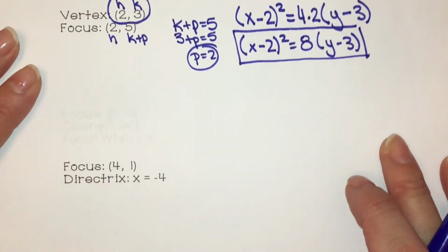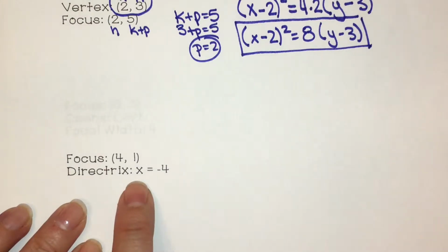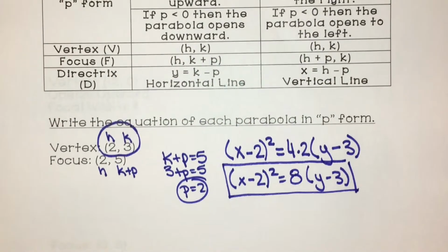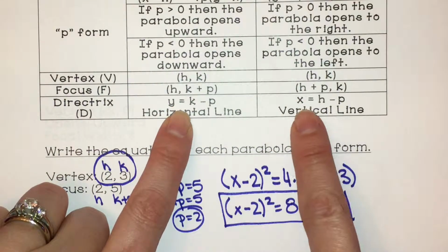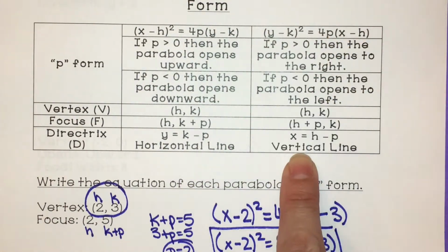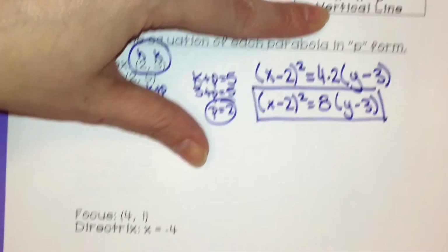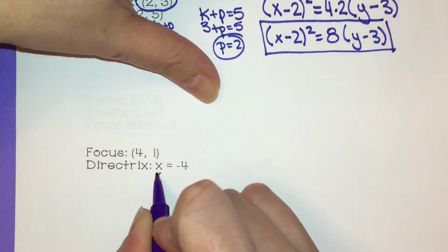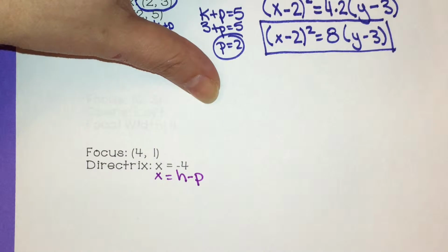Okay, so I'm going to try the next one. This time I'm given the focus and the directrix. If I look back at my two different P forms, here the directrix says x equals -4. This form has directrix y equals, and this one has x equals, so I know I have to use this form over here. That tells me x equals h minus p. So h minus p equals -4.